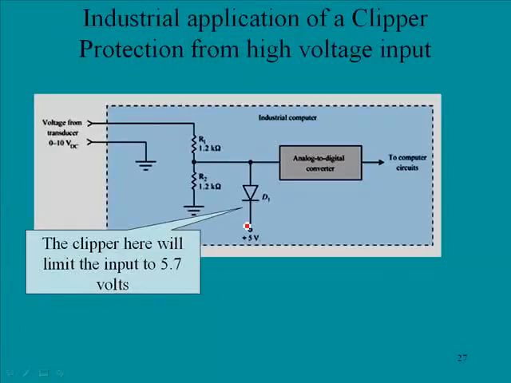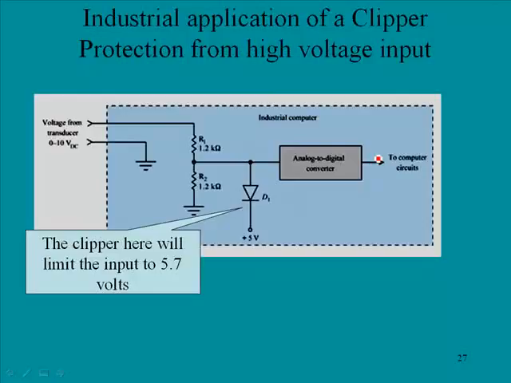Okay, industrial applications of a clipper. Protection from high voltage input, and this comes right out of your textbook. This is the simulation here. We have a voltage from a transducer. This is going to be some industrial device that's feeding an input into an analog to digital converter that will be used by computer circuits.